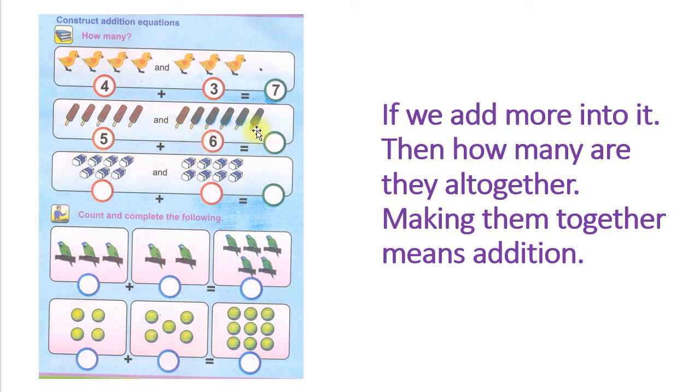Now count how many ice creams are here. 1 2 3 4 5 6. Now 5 plus 6 is equal to... to make them equal, we have to count all these objects all together. 1 2 3 4 5 6 7 8 9 10 11. We write 11 here. It means 11 ice creams are there. Same like these are erasers.